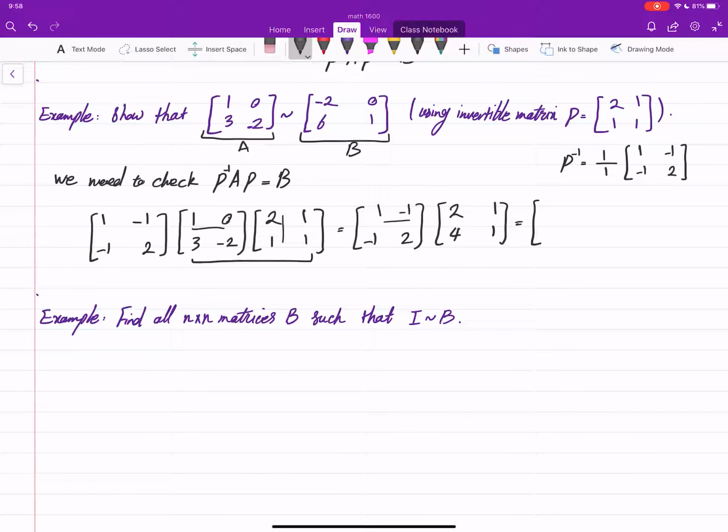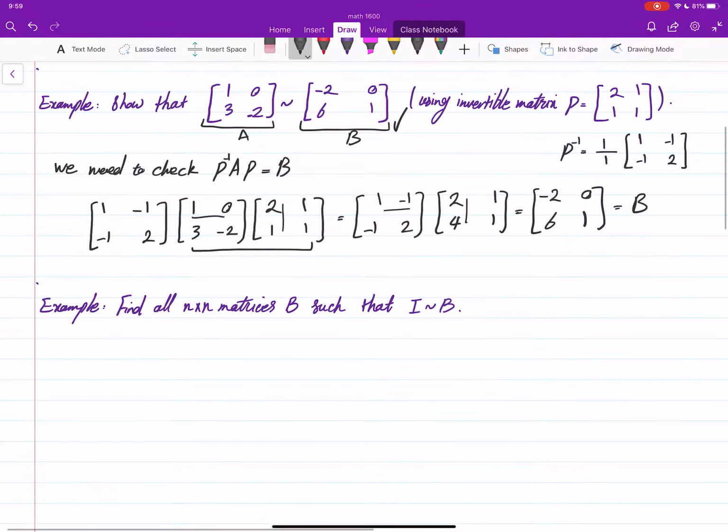Now 1, -1 times 2, 4. This is 2 minus 4, which is -2. 1, this is 0. -2 plus 8 is 6. And -1 plus 2 is 1. And as you can see, this is B. That means that, yes, we showed that these two are similar. So A is similar to B.